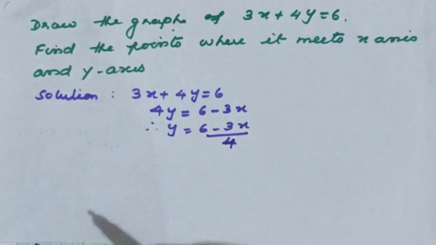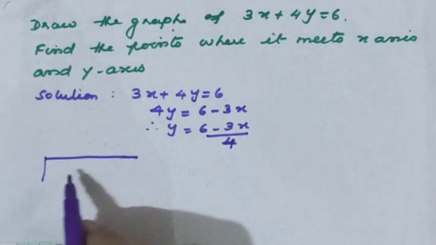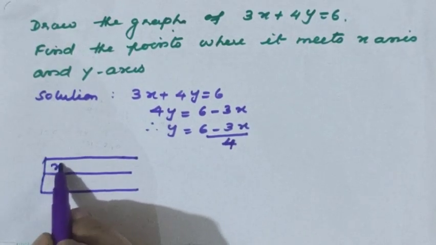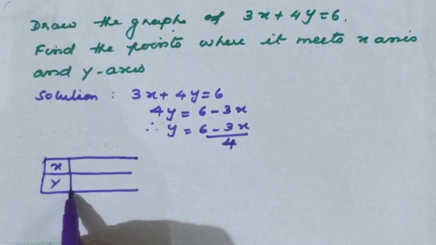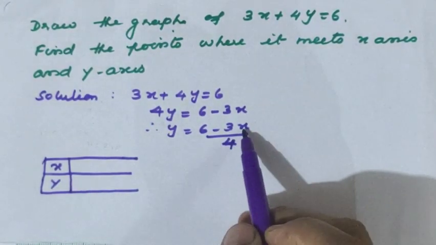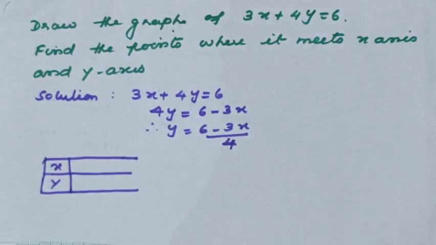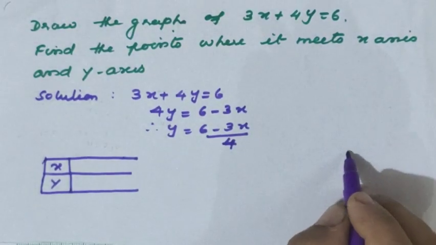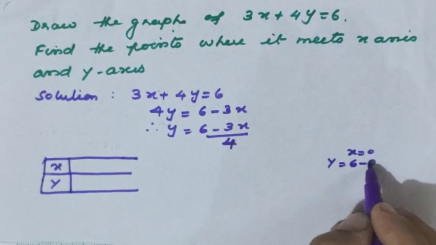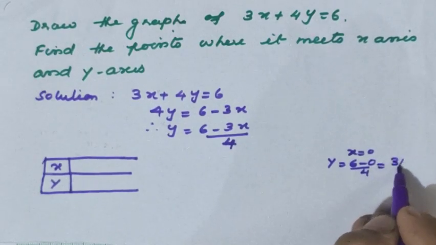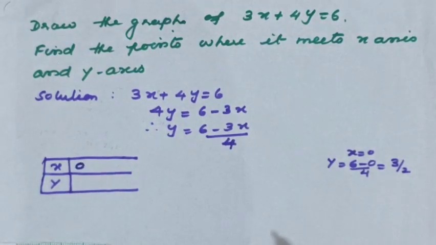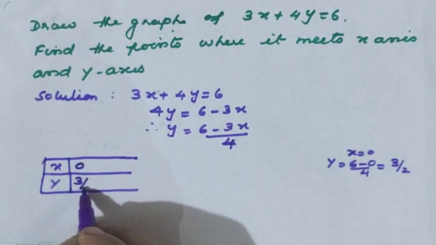Now what we have to do? We have to draw the table. This time, sometimes without calculation children cannot complete because the equation is not that easy. So x and y I have written. Always we should select the values when x equal to 0 and when y equal to 0. So I am writing here x equal to 0. What is the first step? y equal to (6 minus 0) by 4, that is 3 by 2, because 6 by 4 is simplified. So x value we decided 0, so y is 3 by 2.